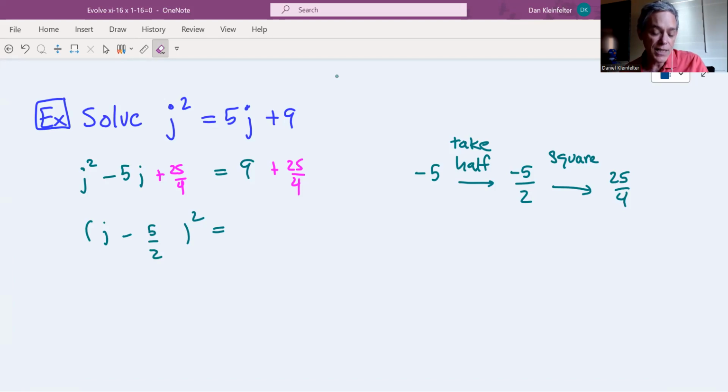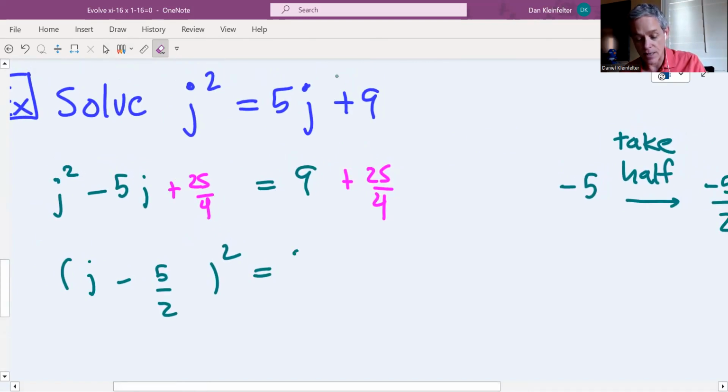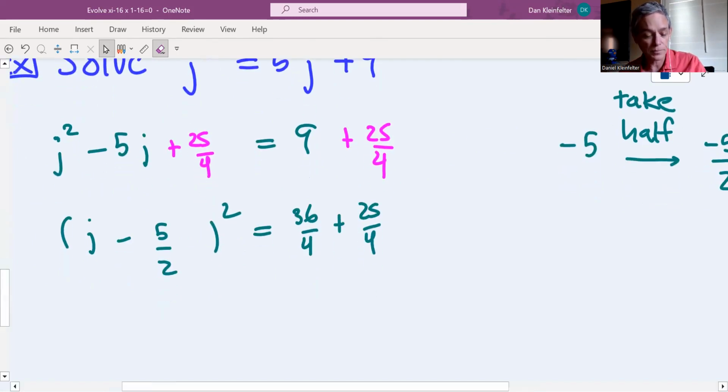Okay, and then on the right side, we have 9 plus 25 fourths. So we're going to want a common denominator there. That's 36 fourths. That's 9, isn't it? And then 25 fourths.